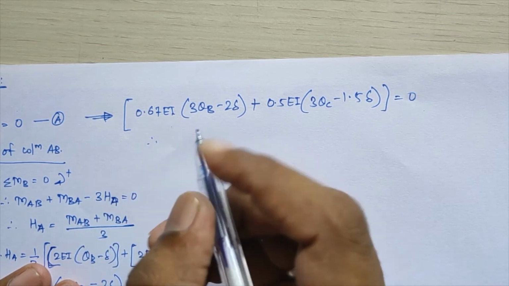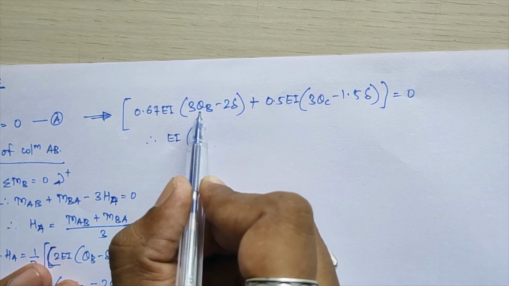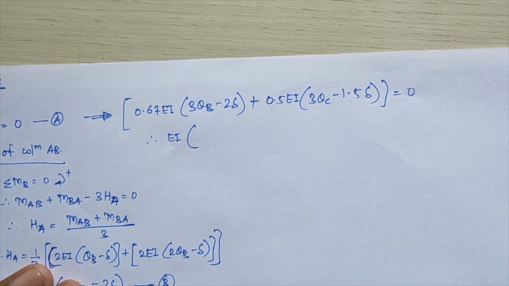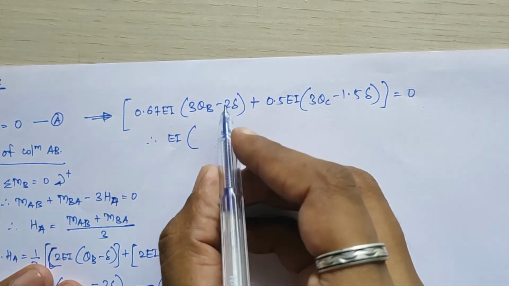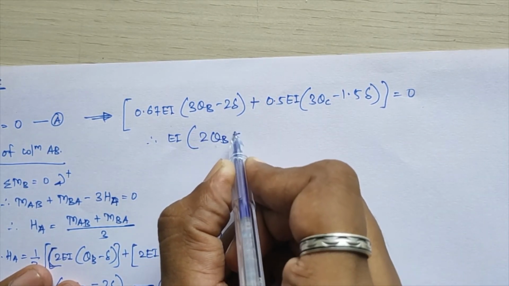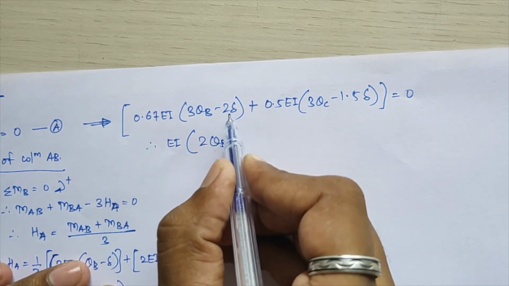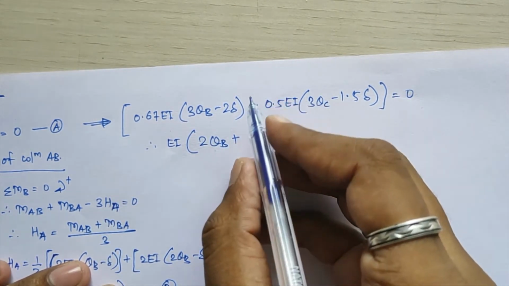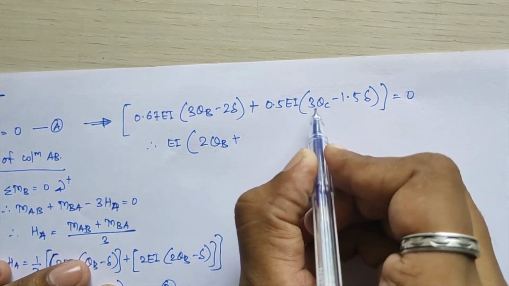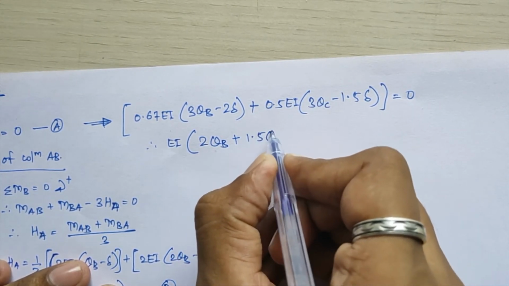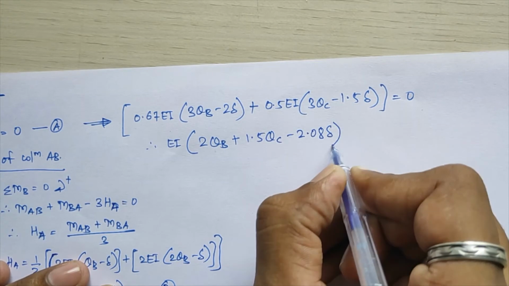Okay, so if we simplify this, I'll take EI common from this. So 0.67 into 3 times theta B, that will come equal to 2 times theta B. Plus, for the theta C term, 0.5 into 3, I'll get 1.5 times theta C. And now we'll take the delta term, that is 0.67 into 2 plus 0.5 into 1.5, which I'll get as a total of minus 2.08 times delta, is equal to 0.